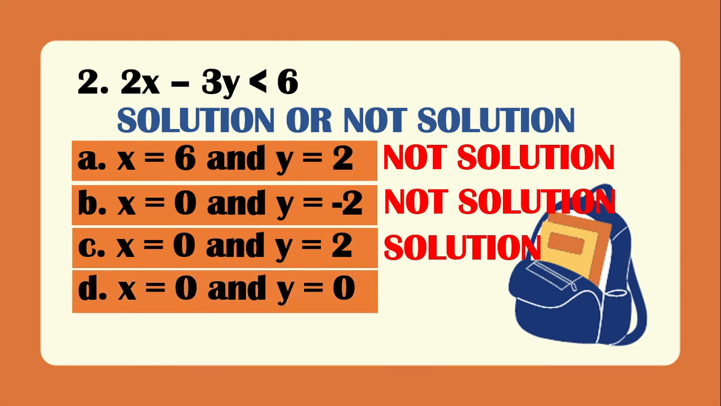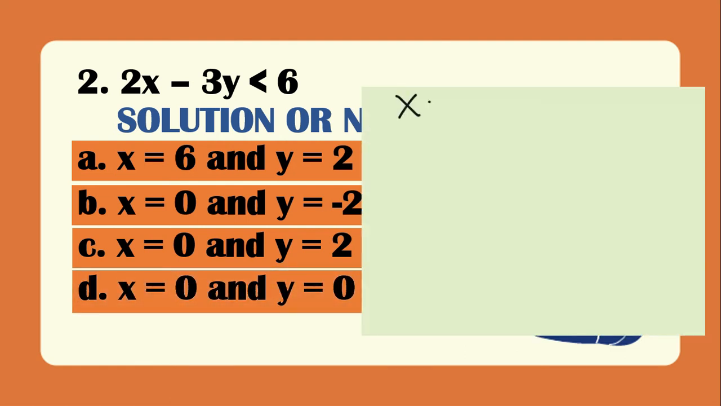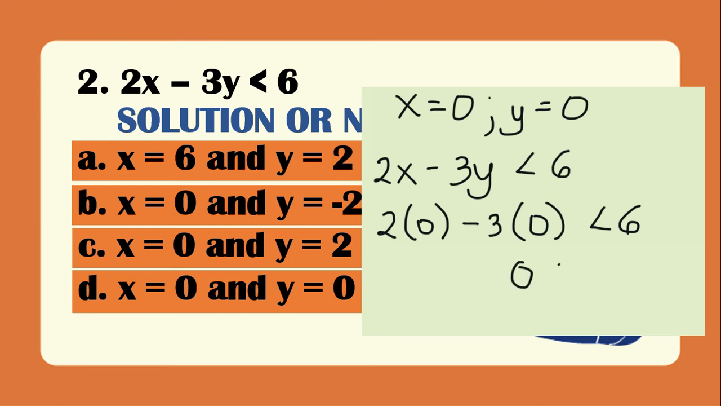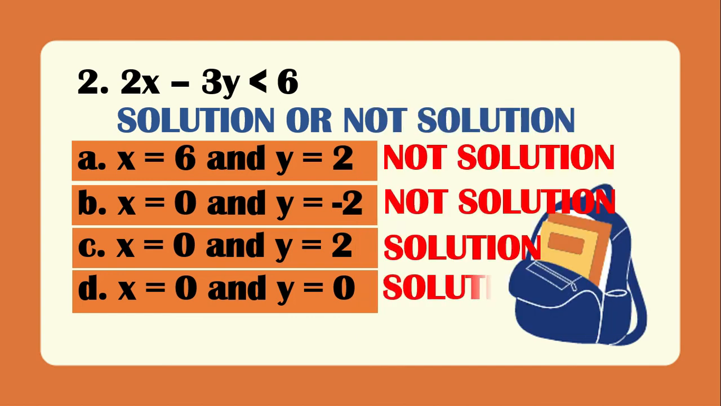How about the fourth one? X is 0 and y is 0, meaning this is the origin. So we have 2x minus 3y less than 6. Substitute the value. So we have 2 times 0 minus 3 times 0 less than 6. 2 times 0, that is 0. Negative 3 times 0, that is also 0. So we have 0 less than 6. Still, letter D is a solution since 0 is less than 6.